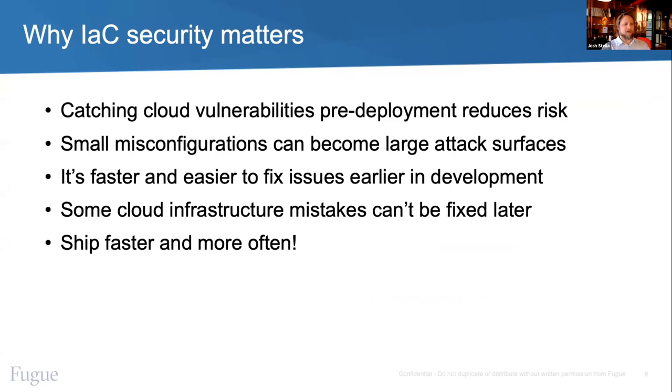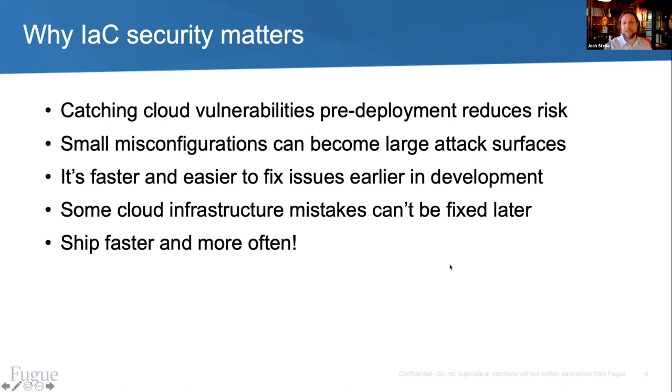So IaC security matters because catching vulnerabilities before they're public reduces risk, is a kind way to say that. Small misconfigurations can become large attack surfaces, or they might be small attack surfaces with a big blast radius. Those are different, but both are true of these kinds of misconfigurations, especially when a single IaC template might be used to produce many, many instances of infrastructure. You might run it dozens or hundreds of times, and so if there's an error, you're propagating it dozens or hundreds of times. Of course, it's cheaper, faster, easier to fix stuff earlier before it gets deployed.